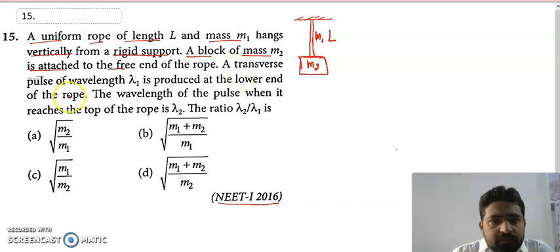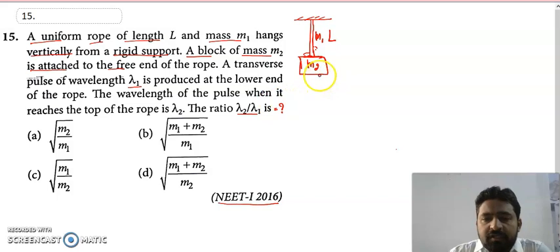So a transverse pulse of wavelength lambda 1 is produced at the lower end of the rope. The wavelength of the pulse when it reaches the top is lambda 2. So the ratio of lambda 2 divided by lambda 1 is the question.